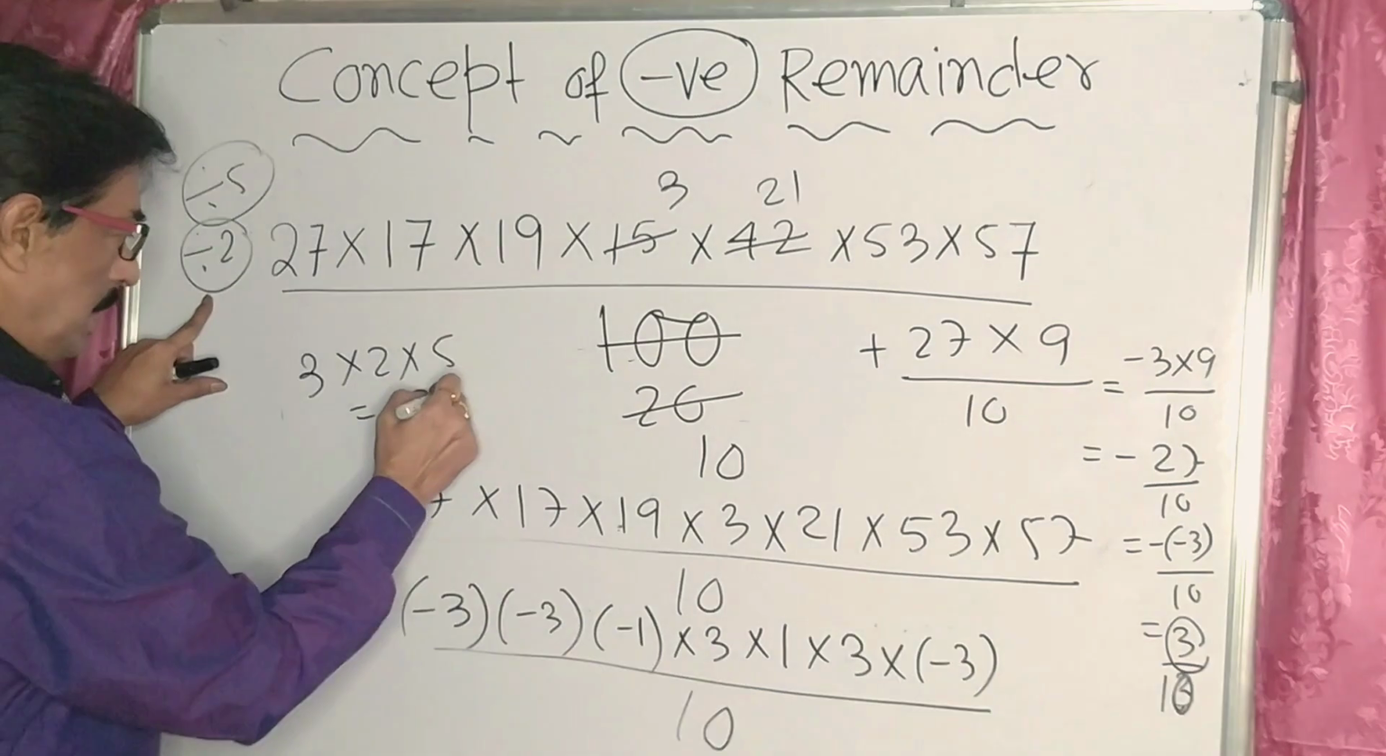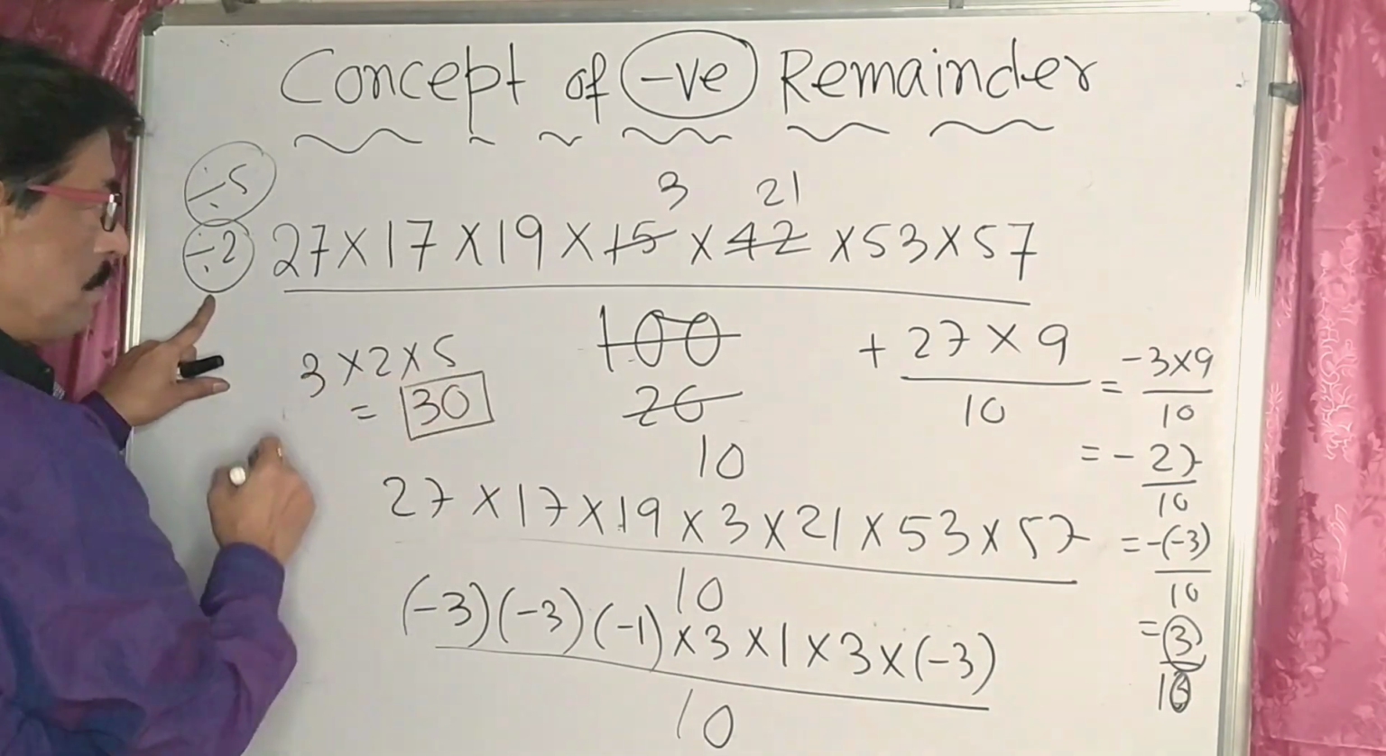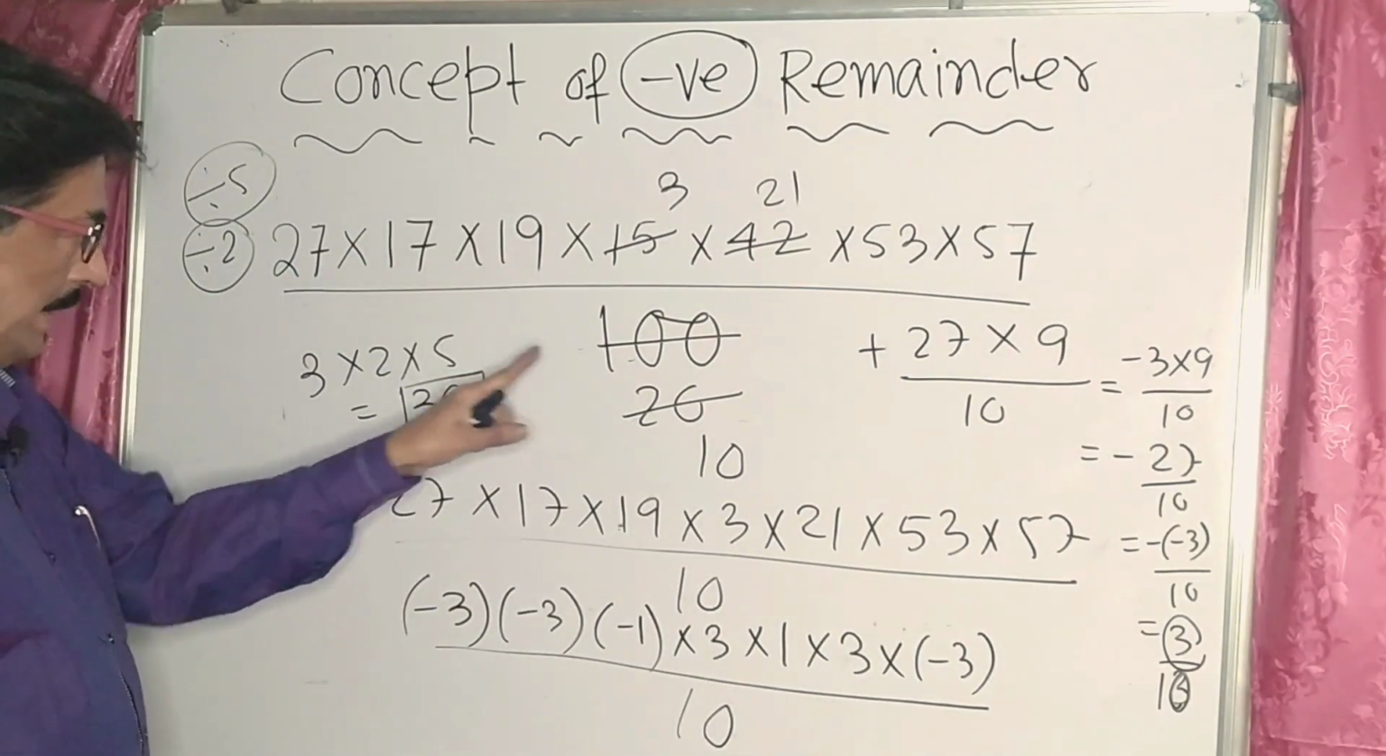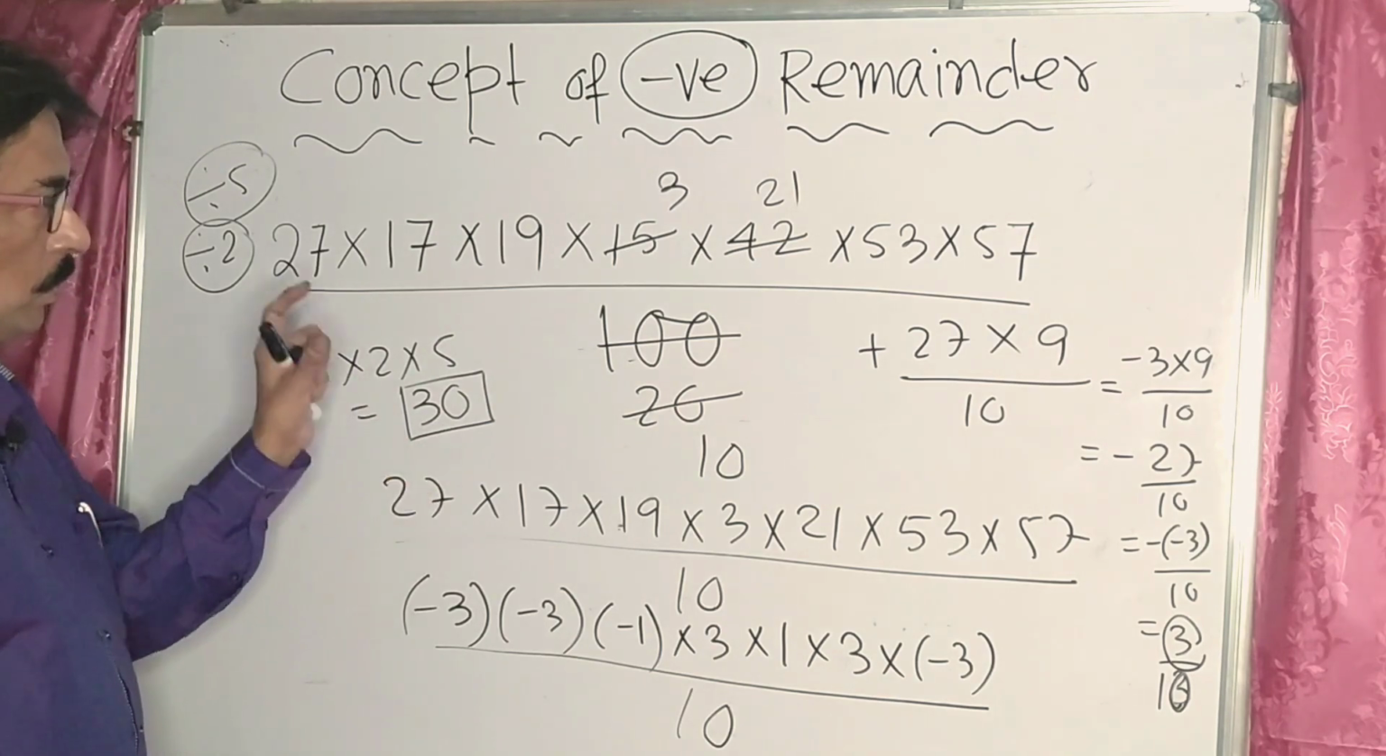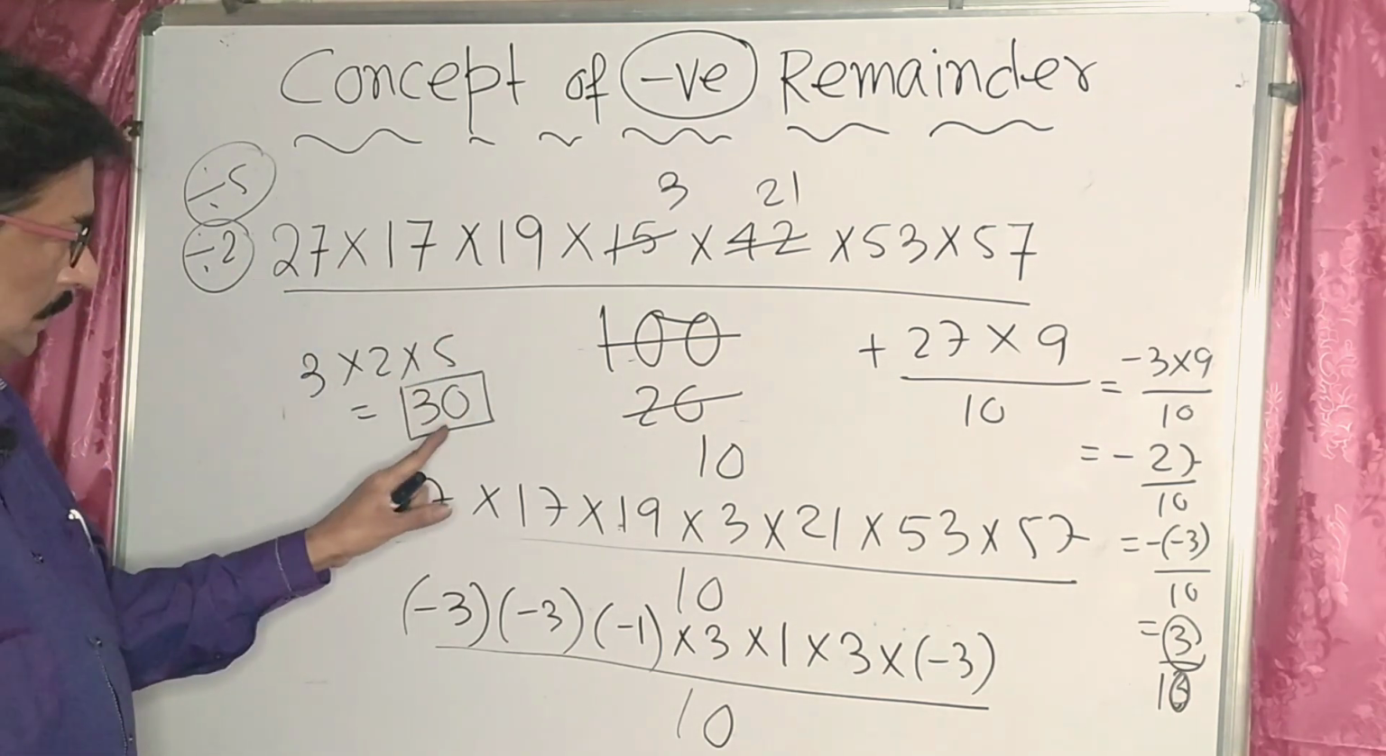So the ultimate remainder will be 30. So when the number is divided by 100, your remainder will be 30. So what are the right hand digits after expansion? Your result is 30.